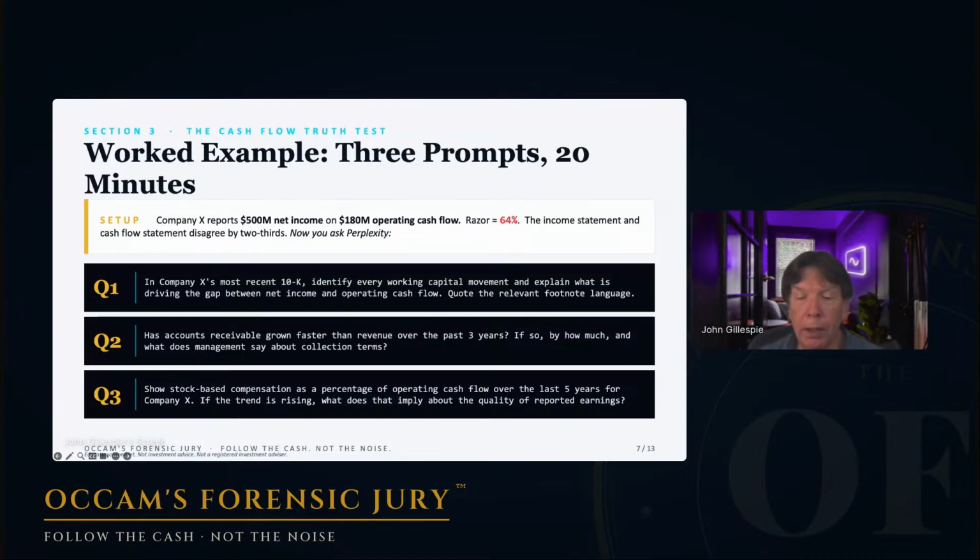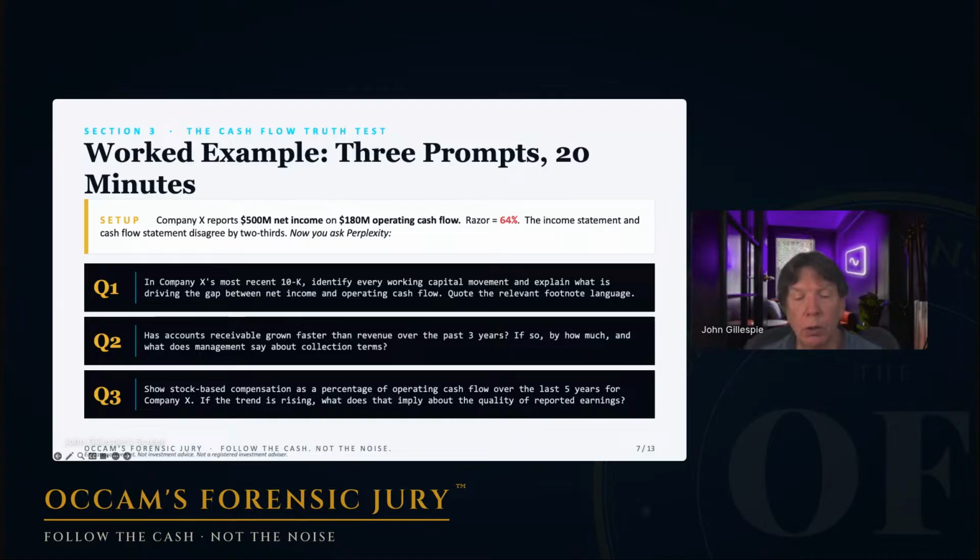Question 1 for Perplexity: from the most recent 10-K, identify every working capital movement and explain what's driving the gap between net income and operating cash flow. Force it to quote the relevant footnote language. Question 2: has accounts receivable grown faster than revenue over the past 3 years? If so, by how much? And what does management say about collection terms? This is where channel stuffing and aggressive revenue recognition show up.